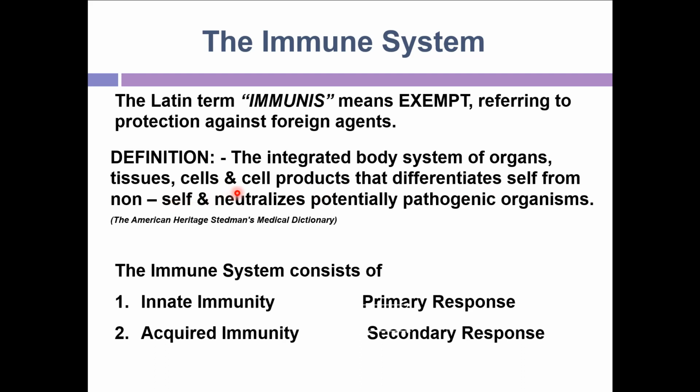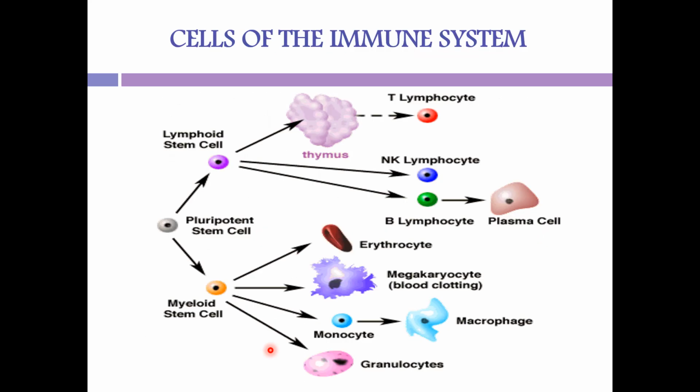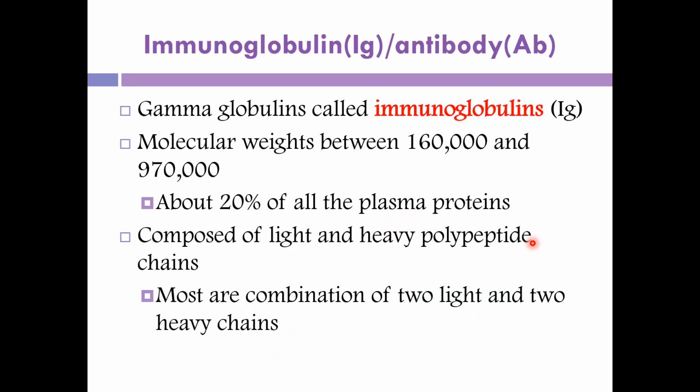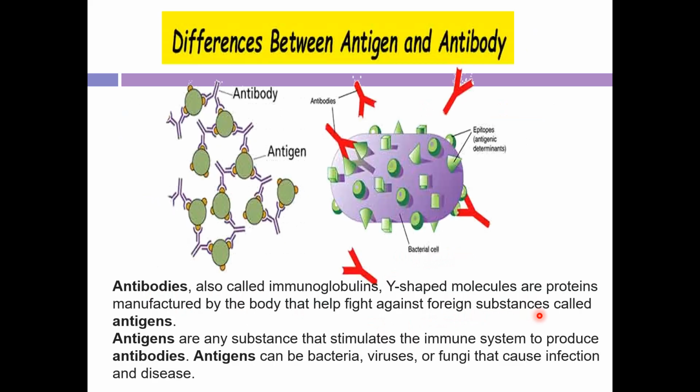Organs, tissues, cells, and cell products that differentiate self from non-self neutralize potential pathogen organisms. The immune system consists of innate and acquired immunity. Mainly, immunoglobulins are formed by B lymphocytes and plasma cells. Immunoglobulins are mainly composed of light and heavy polypeptide chains. Most are a combination of two light chains and two heavy chains.